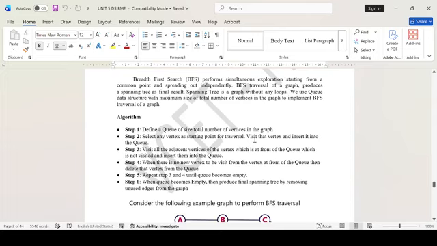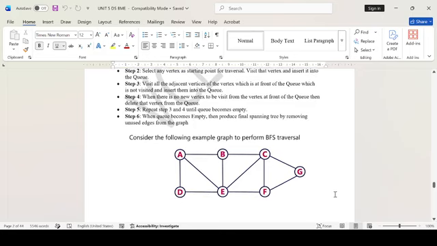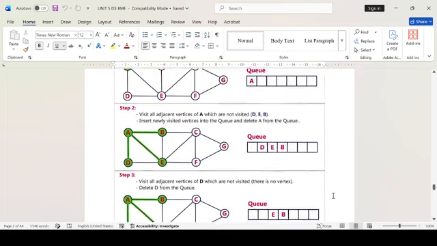Then the next step is to visit all the adjacent vertices of the vertex which is at the front of the queue, if they are not visited, and insert them into the queue. When there is no new vertex to be visited from the vertex at the front of the queue, delete that vertex from the queue. We should repeat steps 3 and 4 until the queue becomes empty. When the queue becomes empty, we can produce the final spanning tree by removing unused edges from the graph. This is the algorithm for BFS. This is the example for BFS.